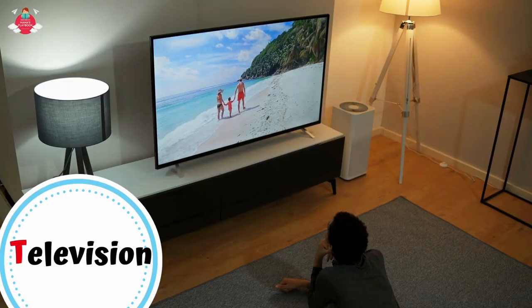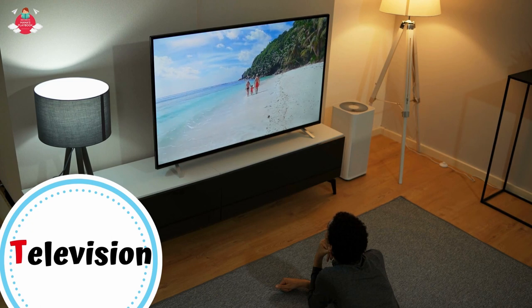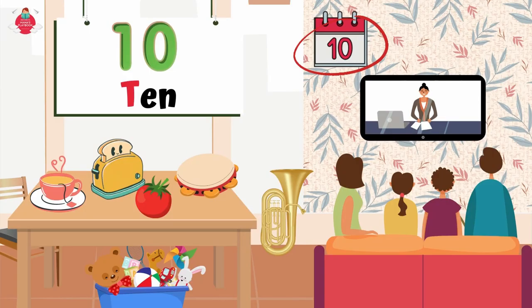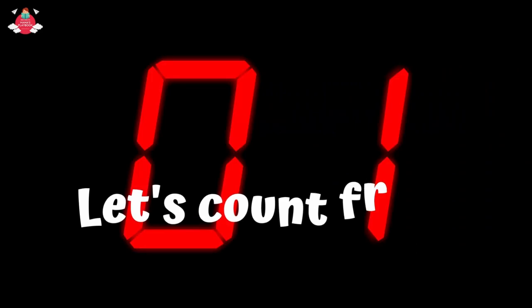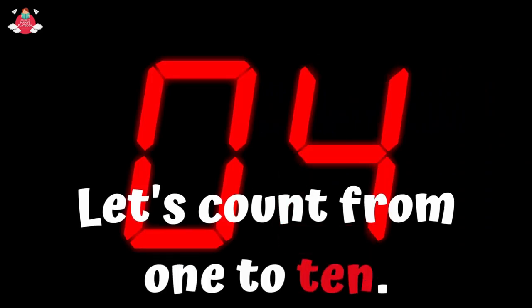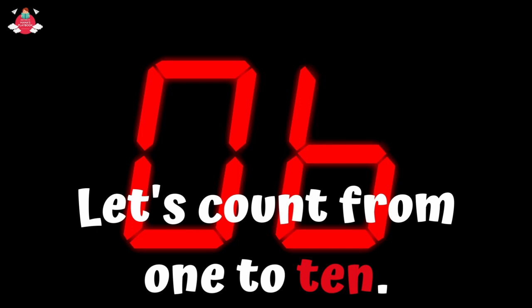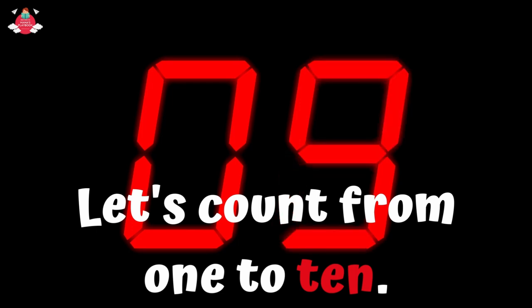Television is a large box with a viewing screen, which receives electrical signals and changes them into moving pictures and sound. Next to the television, can you see the calendar on the wall? What is the date today? It is 10th. 10. T for 10. 10 is the number 10. Let's count from 1 to 10.